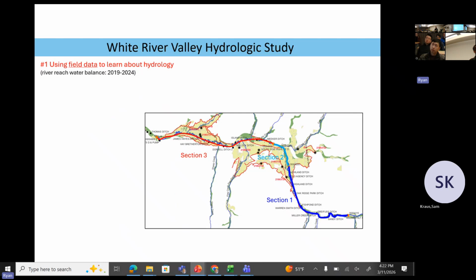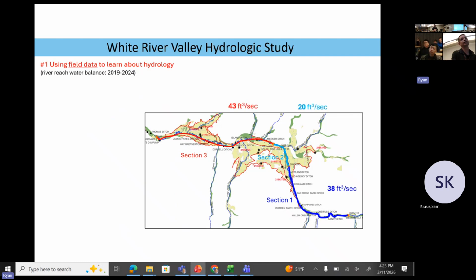So first, though, the field data, we looked at the years 2019 and 2024 to learn more about hydrology. These orange dots here, 1, 2, 3, 4, are USGS gauges where we have daily stream flow. We also have, for all these ditch diversions, there's about 30 ditches here. We know those daily diversions well because they have to report that to the state, and you can download that data. So for each of these sections, we can do a water balance on the river and figure out how much groundwater is coming in.